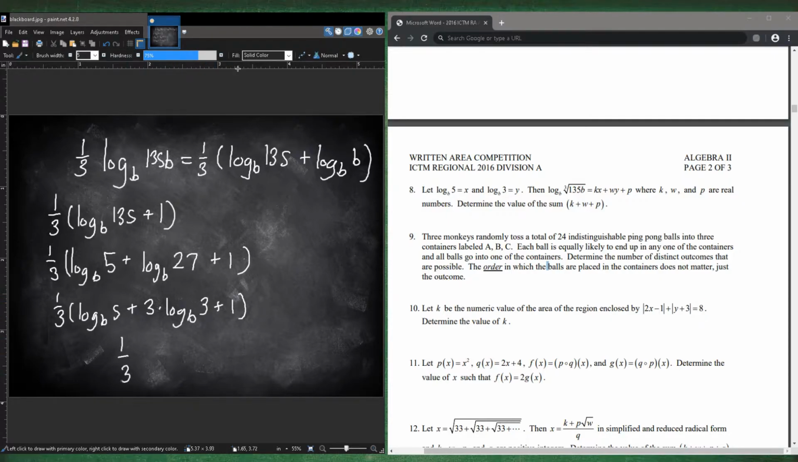So we can just substitute everything in. Log b of 5 is x, plus 3 times log b of 3, which is y, plus 1, right? So that's 1/3 x plus y plus 1/3. So the coefficients 1/3 plus 1 plus 1/3, that's 2 over 3 plus 3 over 3, so that's 5 over 3. So our answer for number 8 is 5 over 3.